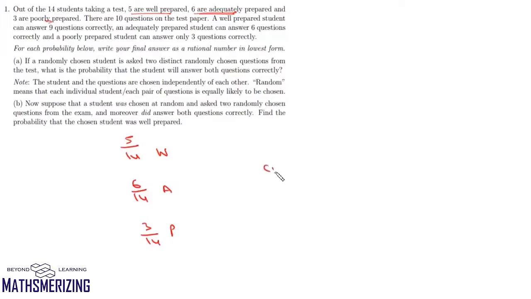Let us say event C is that the student answers the question correctly. Now if the student is well prepared, then the answers will be correct with the probability 9C2 upon 10C2.